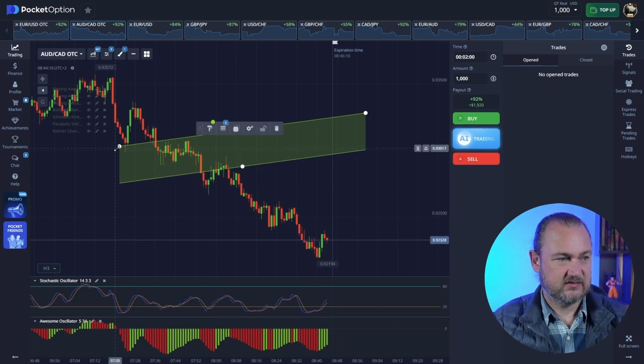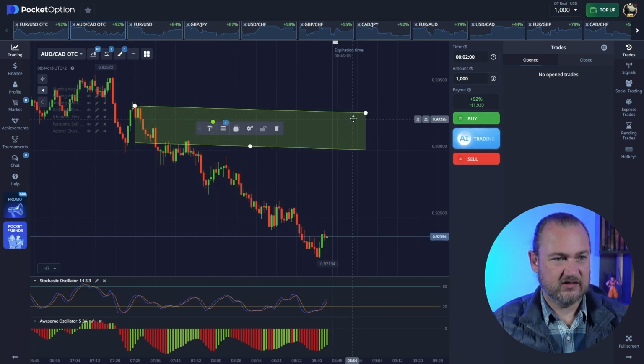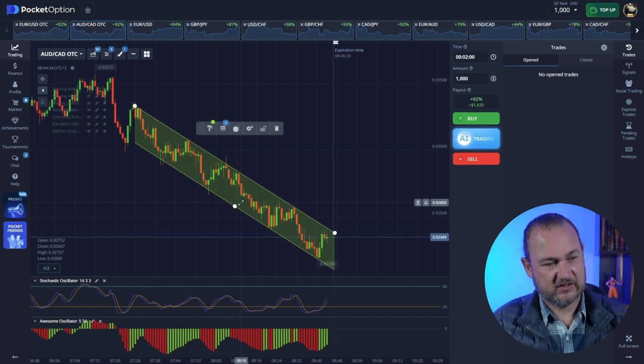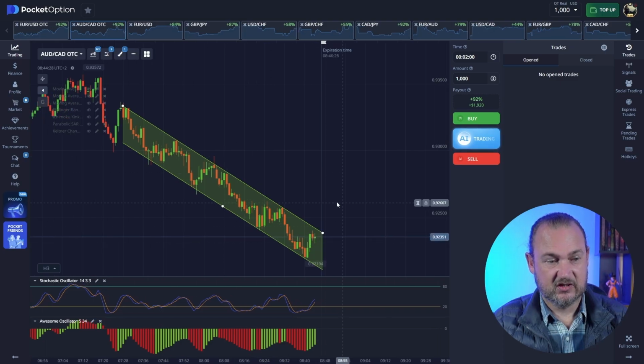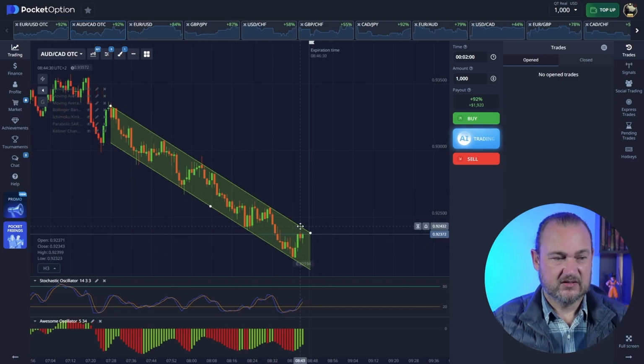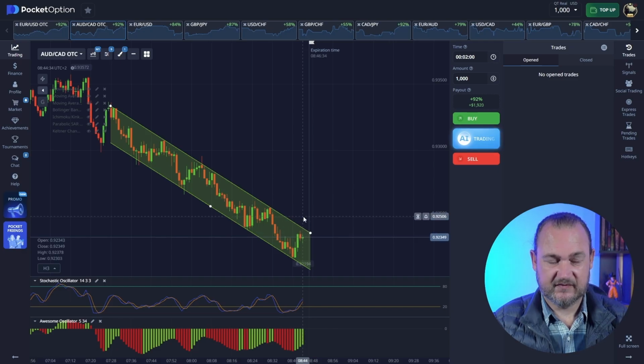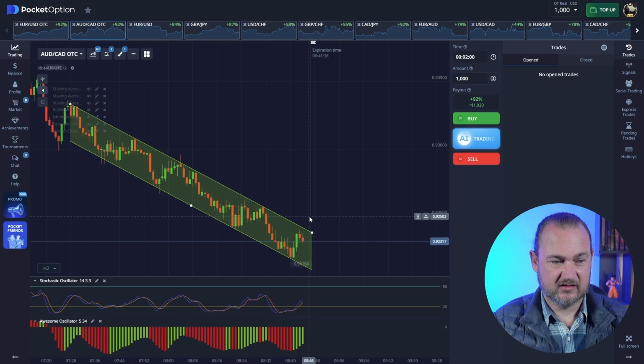Let me do this. We're moving in a fairly consistent channel here. There we go, actually perfect. We can see that price is respecting this channel for the time being. So we're just going to wait and see what happens. If this comes down, we're still on. If this close pushes up, we're not going to be interested in taking a trade on this at all.